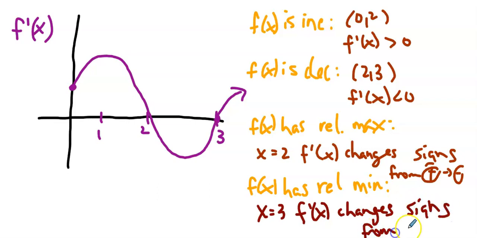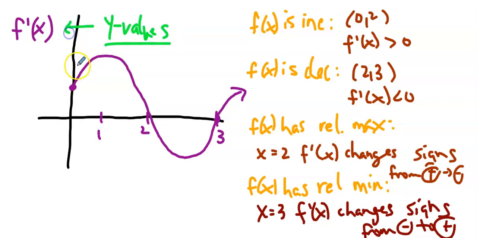from negative to positive. And again, I want to just say, for all of these questions, when you're looking at f prime of x, you're looking at what's happening with the y values of f prime of x. Where is it above the x-axis? Where is it below the x-axis? Where is it changing signs? Right? That's what you're going to do for that. So that's going to be the first part.